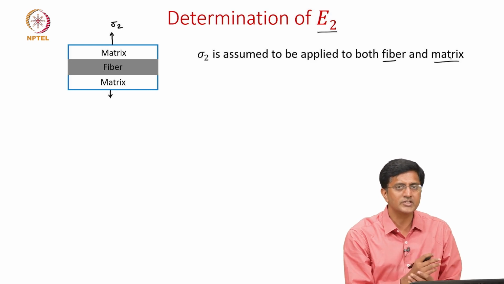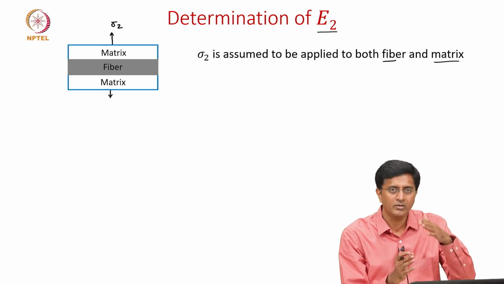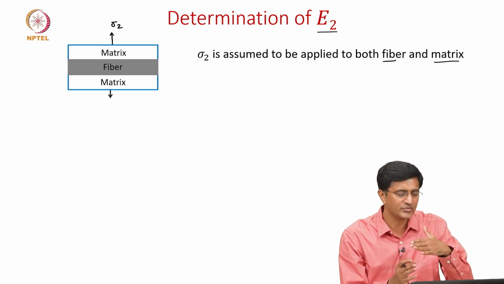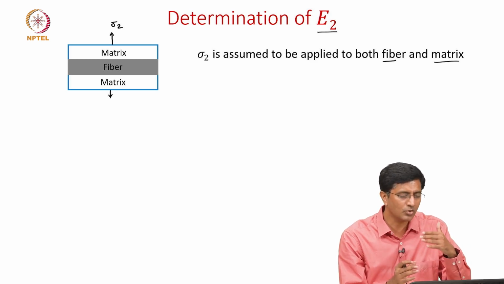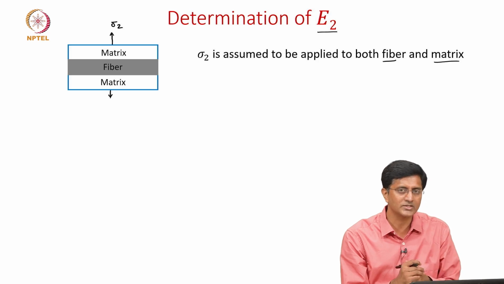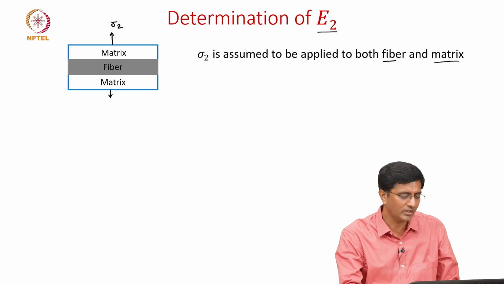And this is also a reasonable assumption because looking at the way the loading is, the same sigma 2 will be applied both on matrix as well as fiber equally. Here there is no distribution of the load. Instead, we have an equal application of the load for both matrix as well as the fiber. Now let's see how this changes the final relation.